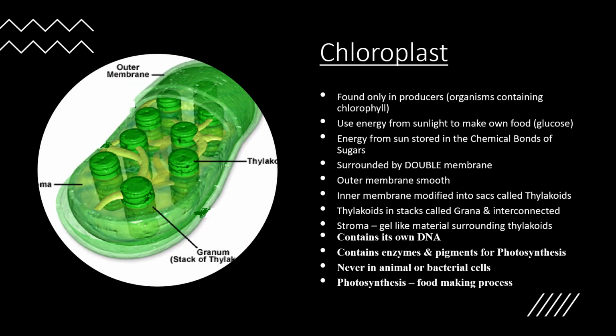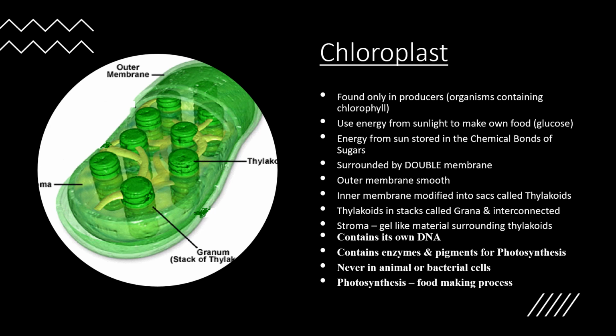Chloroplast. These are found only in organisms that contain chlorophyll. They use energy from the sunlight to make their own food. The energy from the sun is stored in chemical bonds of sugars. The chloroplast is surrounded by a double membrane. Its outer membrane is smooth and the inner membrane is modified into sacs. Stroma is a gel-like material that is surrounded by these sacs.